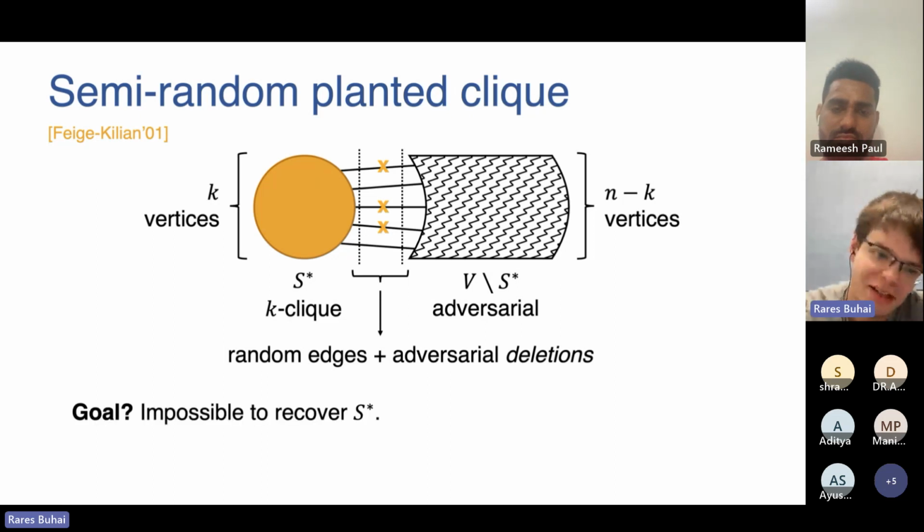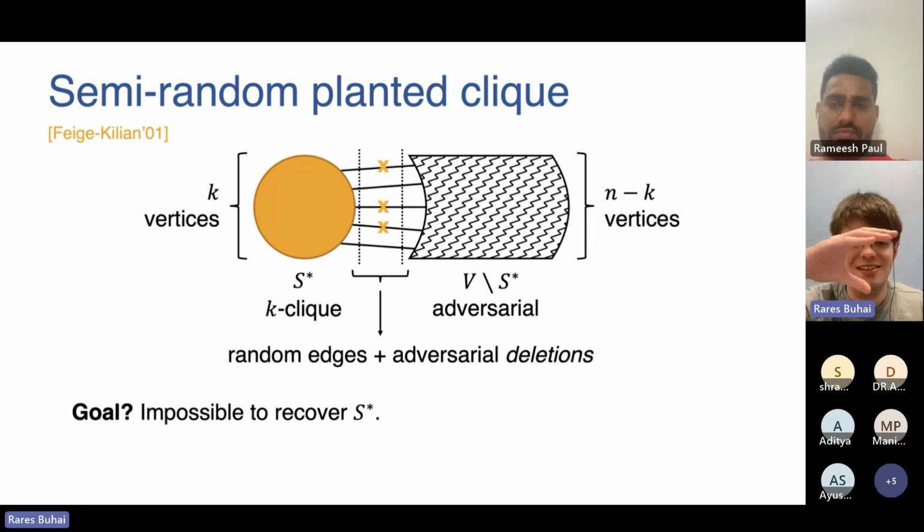So it's not even clear in this model what the goal should be, because it's actually impossible to recover S star. Because V minus S star is adversarial, the adversary could just simulate this generative process inside it. In V minus S star, the adversary could put another K clique, and ensure that all the cuts between them are random. Then the entire graph that you get as input looks like it has up to n over K cliques, which are completely indistinguishable. One of them is S star, but you cannot tell which one.